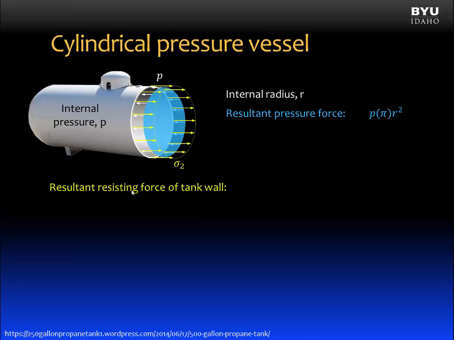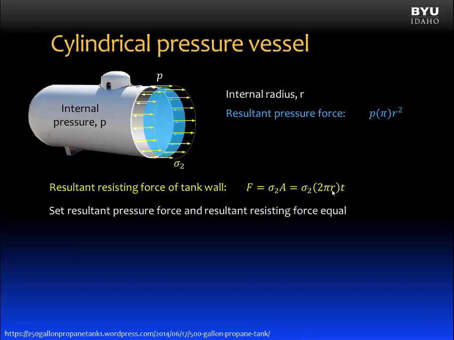And we can find the resultant resisting force of the tank wall. That'll just be equal to this stress, sigma 2, times the area of the tank wall. So the force is equal to sigma 2 times area, and the area is the perimeter, 2 pi r, times the thickness, t. And we can set this resultant resisting force equal to the resultant pressure force. And let's solve for sigma 2. We get sigma 2 is equal to PR over 2t.